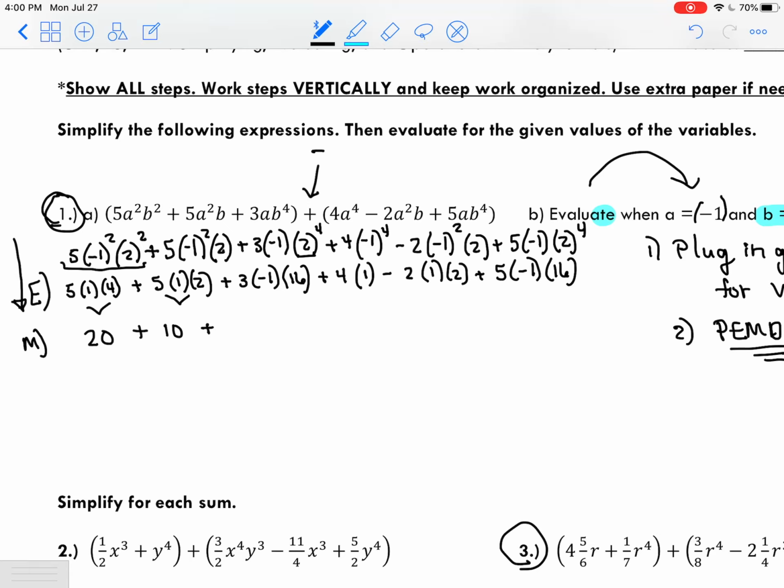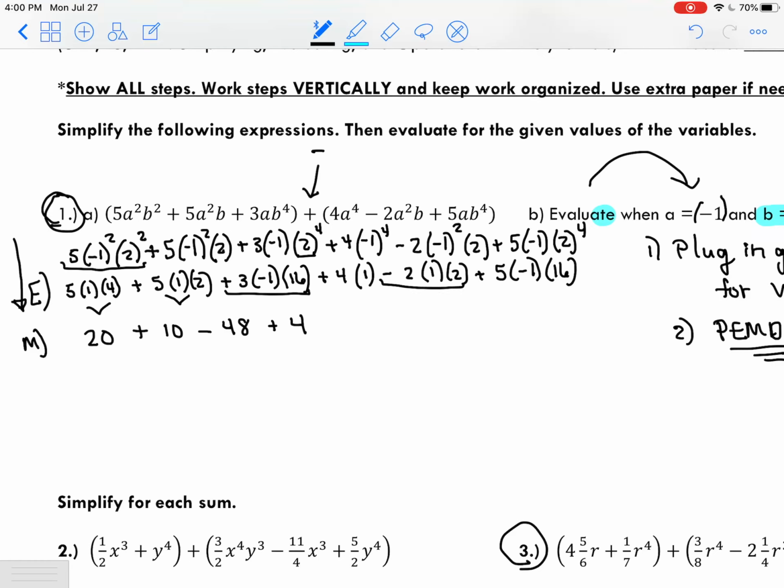Okay, and then we've got plus here, but you notice here, we've got a positive 3 times a negative 1 times a 16. So instead of me writing plus a negative number, I'm going to go back and change that to a minus sign because I don't want to deal with double negatives. Well, 3 times 16 is 48, and the negative 1 makes it the negative 48. And you notice a negative 48 just gives me a minus 48. So negative and minus can take the same place. Plus 4.